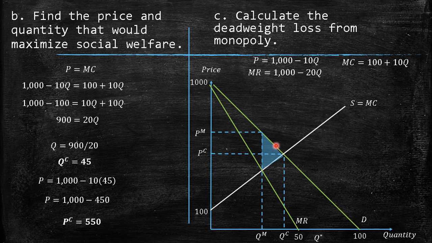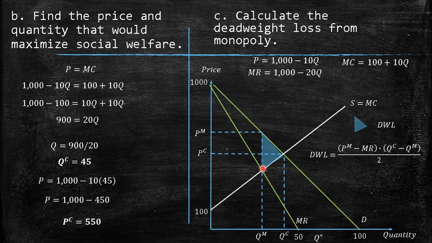This is the triangle that represents the deadweight loss, which is all the transactions that are not going to occur anymore due to the higher price. So this is similar to the deadweight loss of a tax, just like the taxes would be taken by the monopolist. So here we have the equation.